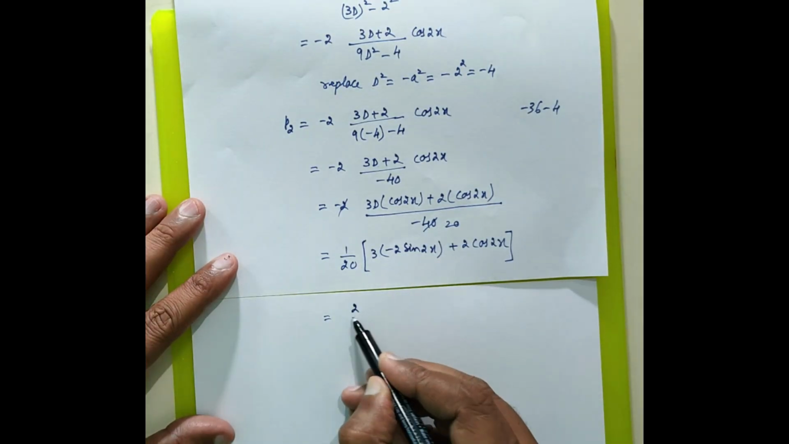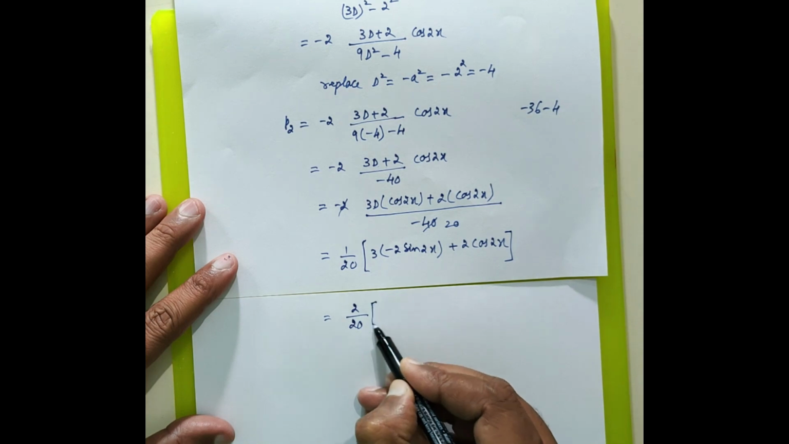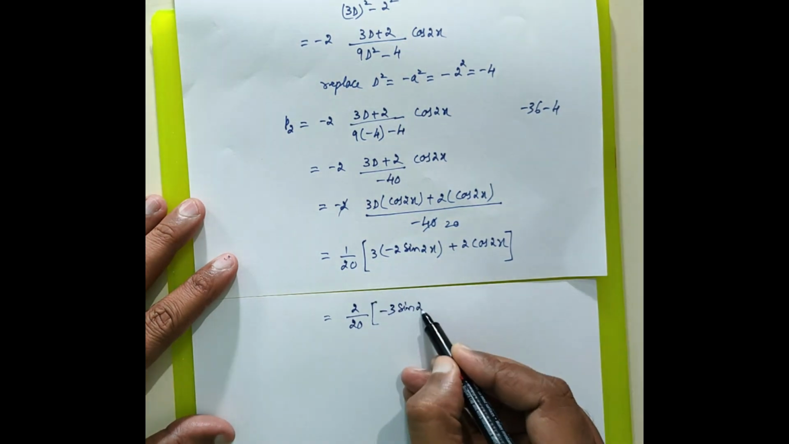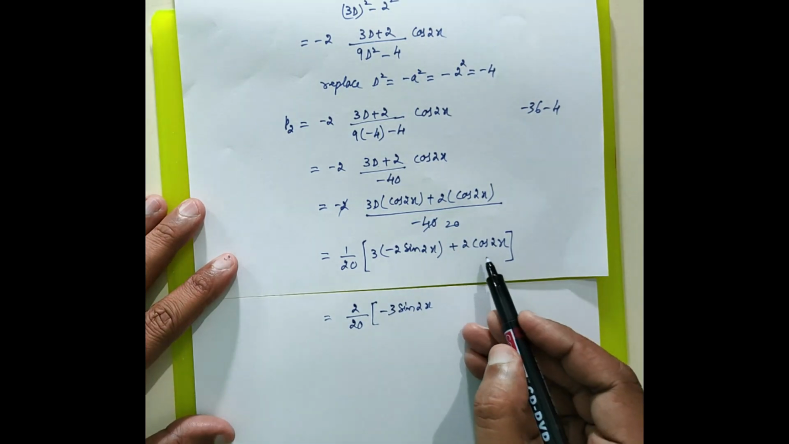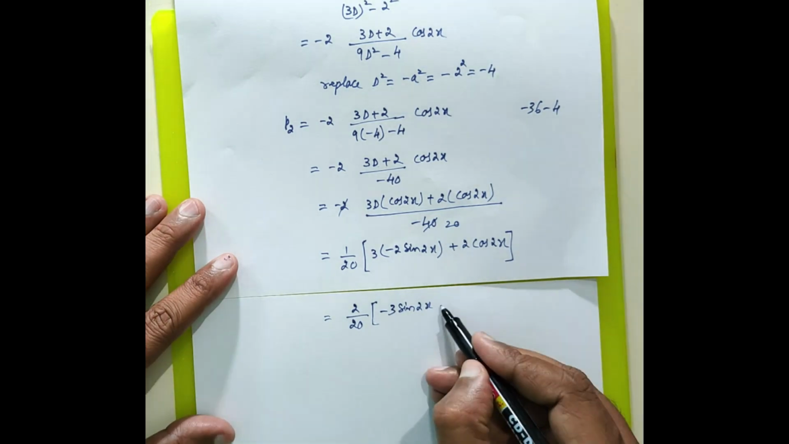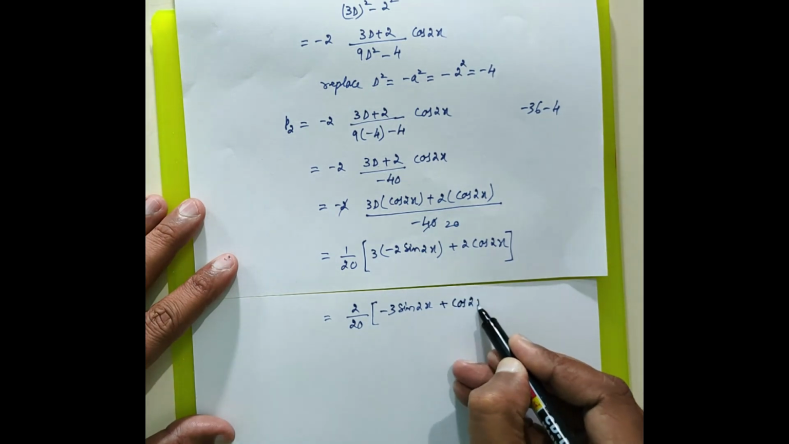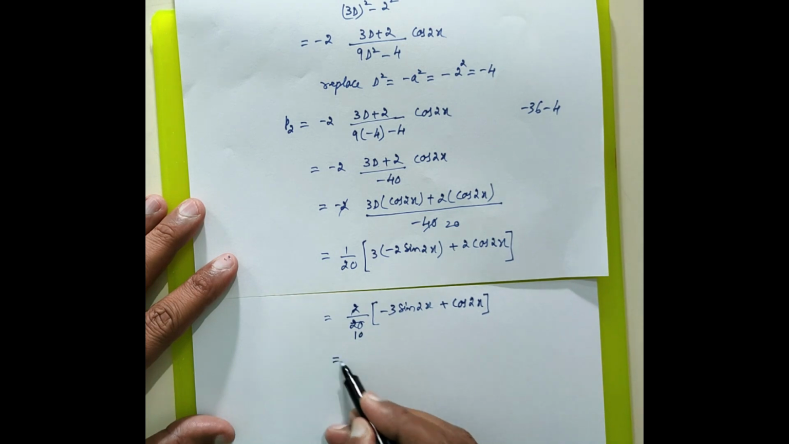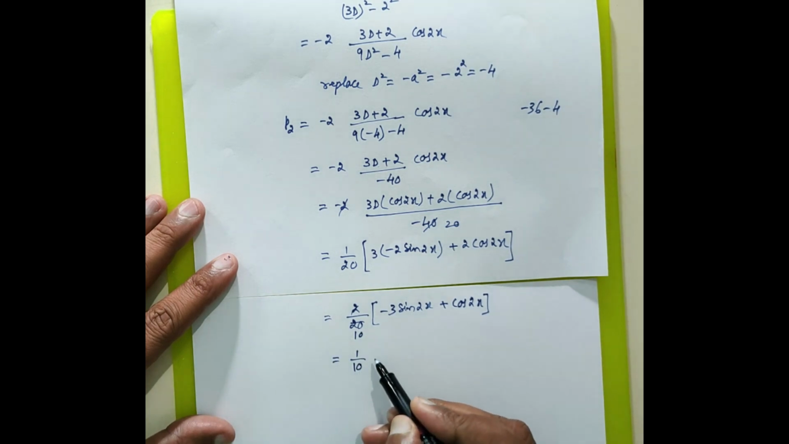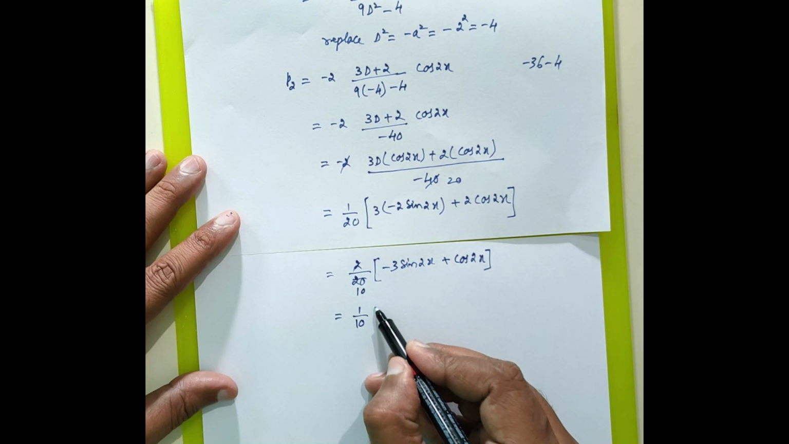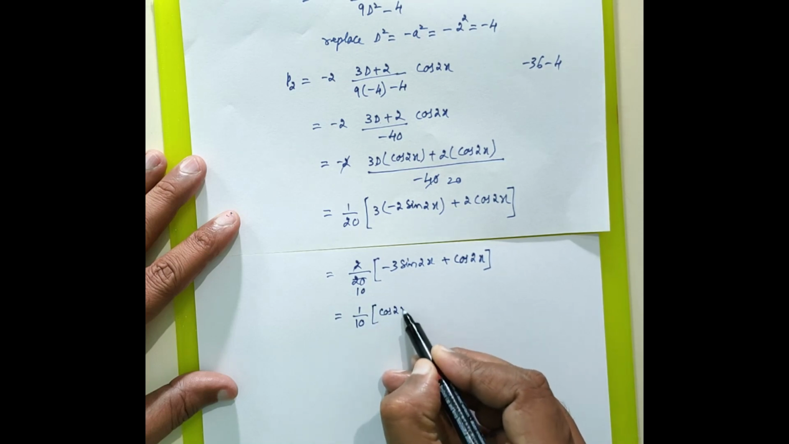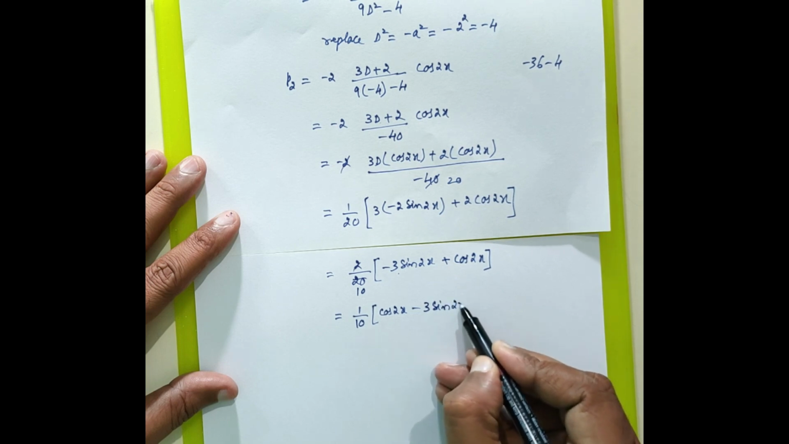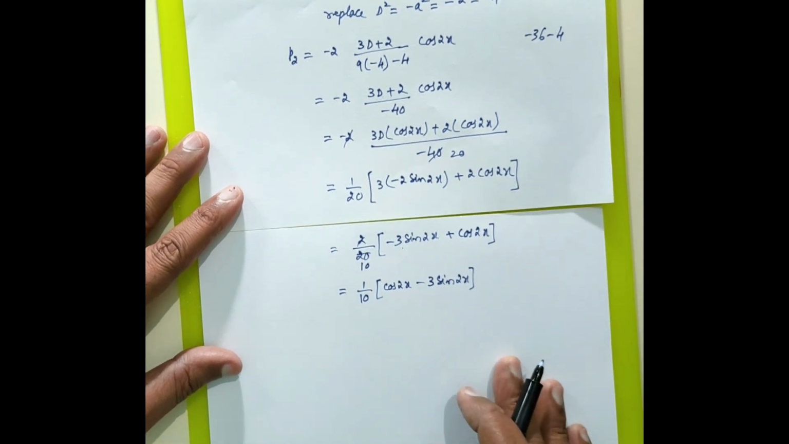So it becomes 2 by 20. So you are left out with minus 3 sine 2x. And over here 2 is already taken common outside. You have cos of 2x. You can just cancel out. It's 10 times. So you have 1 by 10 times of, first write down the positive value, which is cos of 2x, then the negative value minus 3 sine of 2x. So you got the value of P1 and P2.